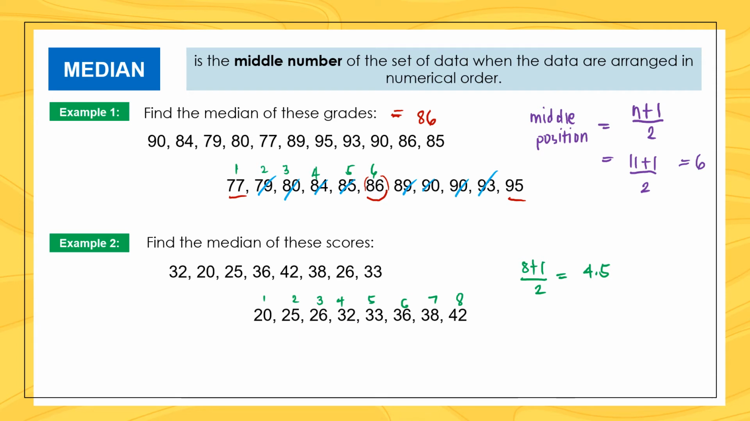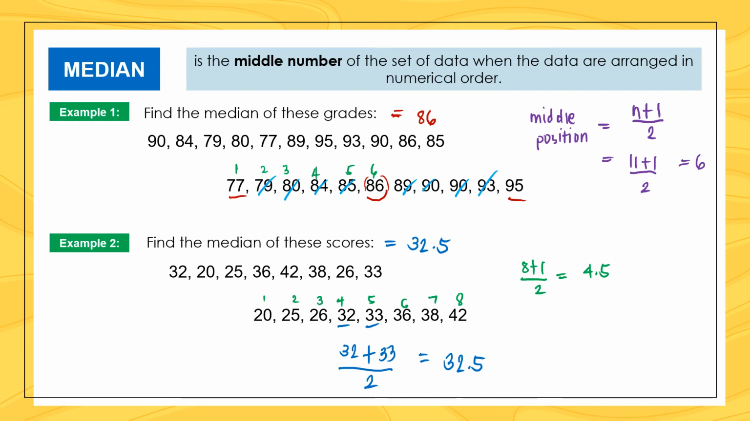So, let me write here 32 plus 33 all over 2. Again, we need to find the mean of these two data, 32 and 33. So 32 plus 33, that is equal to 65 over 2. That will give us 32.5. And that is the middle, or the median, of these scores. Okay, let me write it here, 32.5. So that's how easily we obtain the middle number, or the median, of a data set. Question?